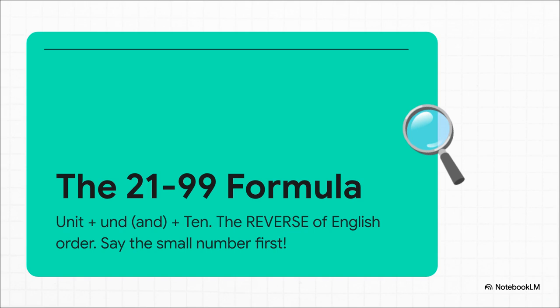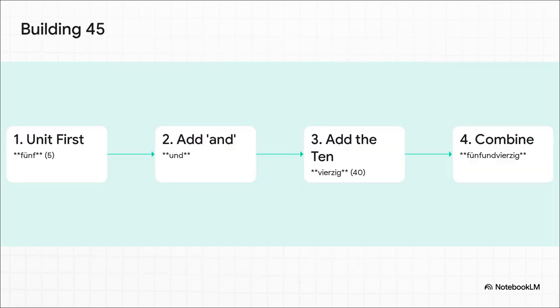For any number between 21 and 99, this is the rule. You say the unit first, then you say the word and, which is und, and then you say the 10. Unit and 10. It is the complete, total reverse of how we do it in English. Let's try building the number 45 together, step by step.